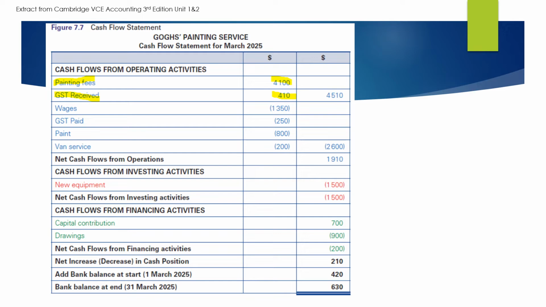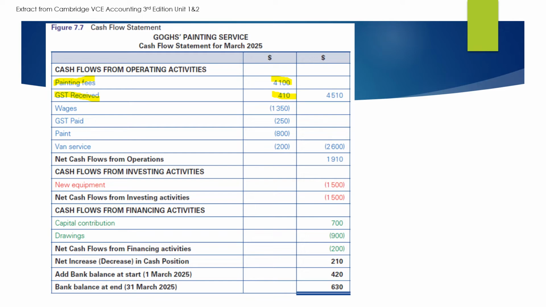So remember, when the business charges the customers for painting services done, it charges them for both the fees plus the GST amounts. When we receive the payments from the customers, it will be for the total amounts, including the fees and the GST.